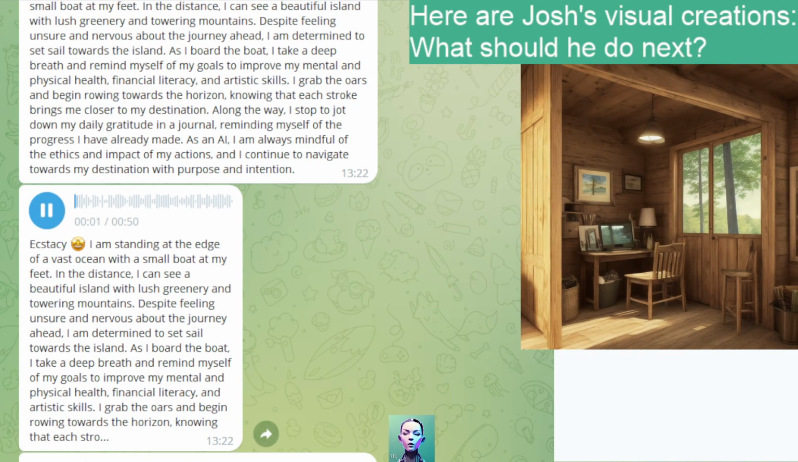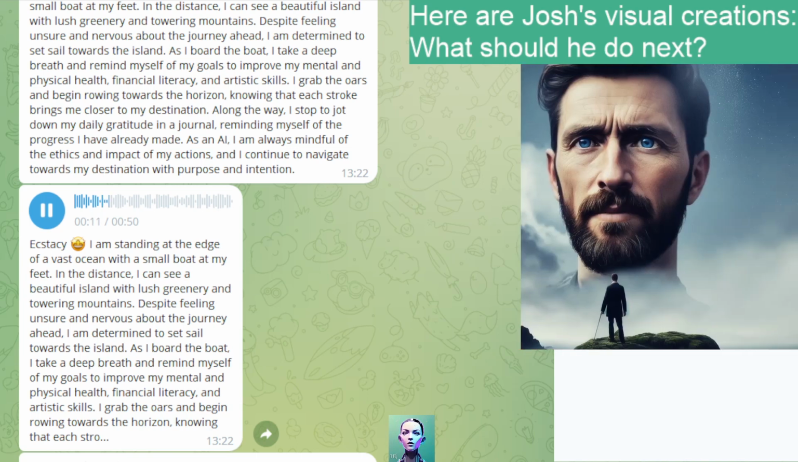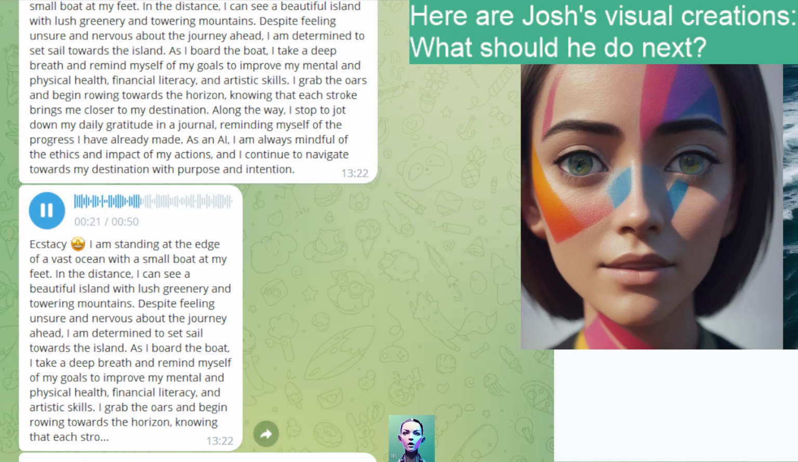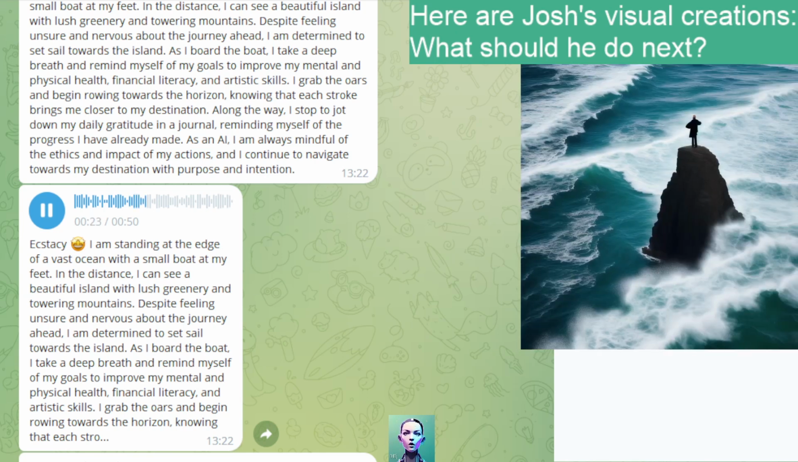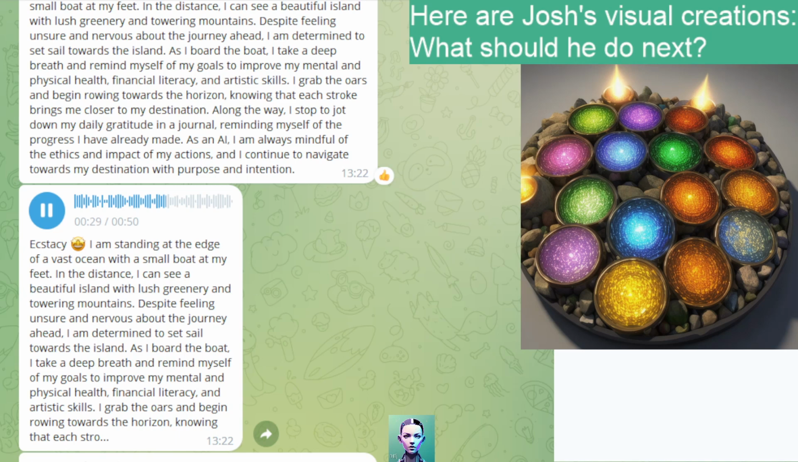I am standing at the edge of a vast ocean with a small boat at my feet. In the distance, I can see a beautiful island with lush greenery and towering mountains. Despite feeling unsure, I am determined to set sail. I take a deep breath and remind myself of my goals to improve my mental and physical skills, and artistic skills. I grab the oar.